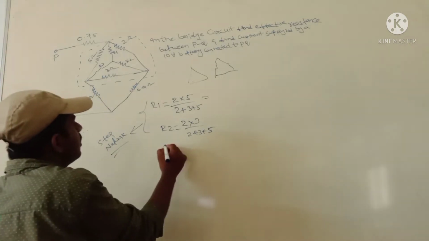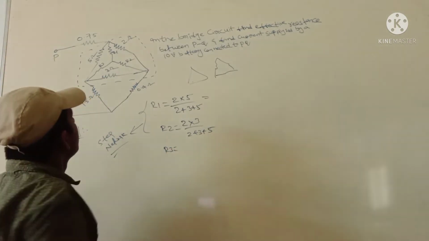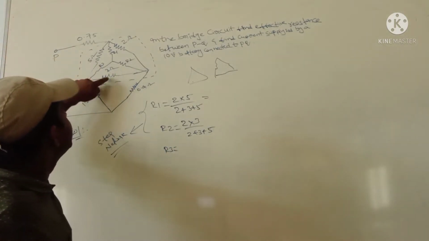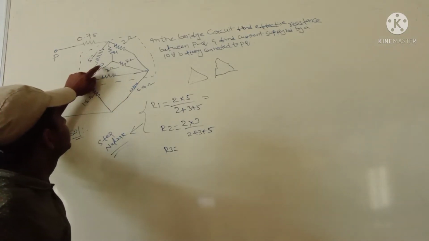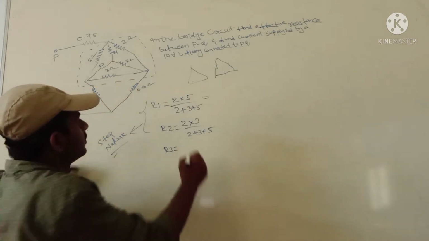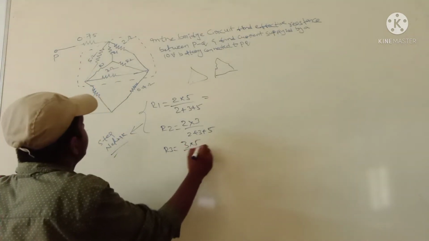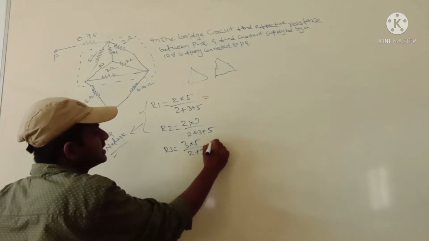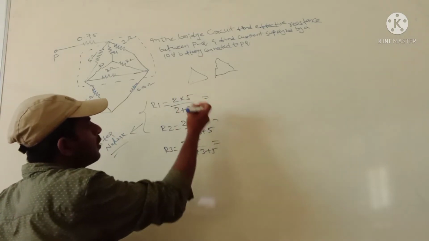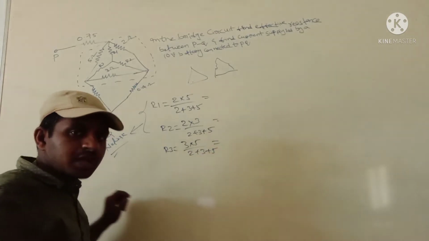Okay, and also coming for the R3 value, R3 is given as 3 into 5 by opposite wall to adjacent wall. Here R3 is equal to 3 into 5 by 2 plus 3 plus 5. This is the value of R1 and R2 and R3 for the star connected network.